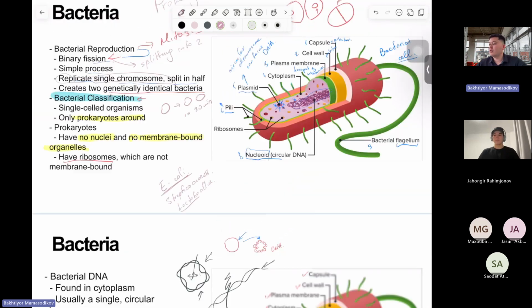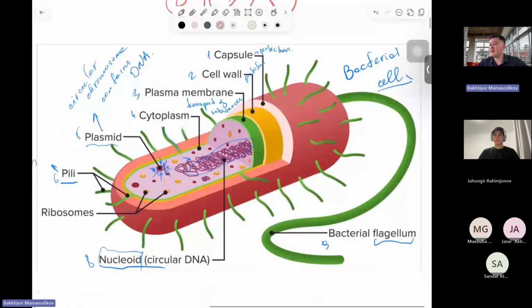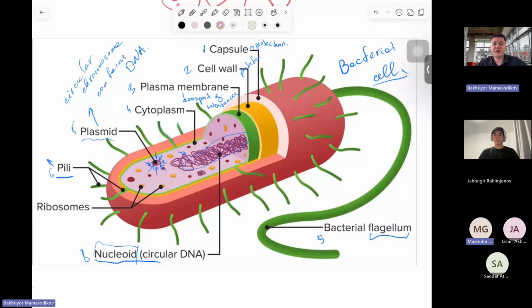Okay, so good. What's inside the bacteria? Let's learn the structures of the bacteria. First of all, the capsule. What's the capsule? Why do we need the capsule? This is the extra outer coating for protection, like a raincoat of the cell, okay? This is called the capsule, an extra outer coating for protection only.